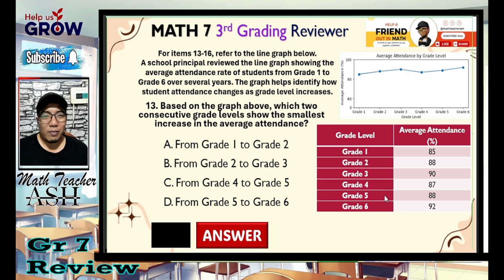Now, we also have here a table in which the actual average attendance is given in terms of numbers. Okay, is it A, from grade 1 to grade 2, B, grades 2 to 3, C, grades 4 to 5, or D, grades 5 to 6? I'll give you 5 seconds to think about your answer.